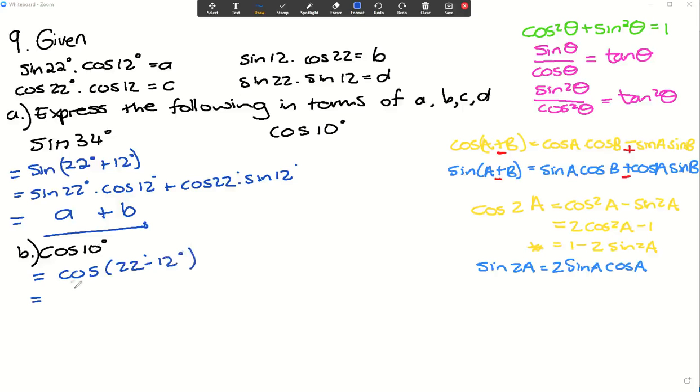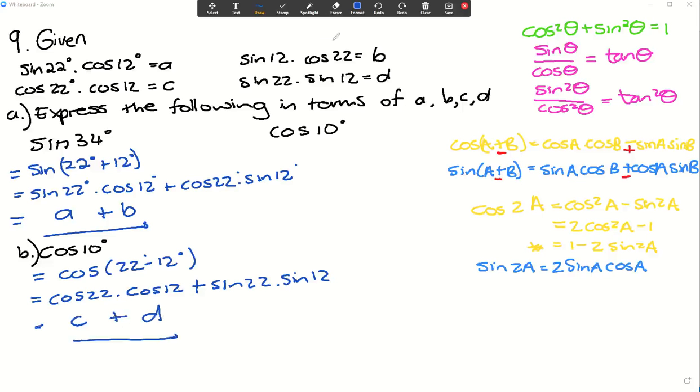But now that's a compound angle, and it's a cos ratio, and we know that a cos minus becomes a plus, and we have cos first and sine second. So it becomes cos 22 cos 12 added to sine 22 sine 12. When we look at that, we end up trying to find cos cos, sine sine, so that ends up becoming C plus D.